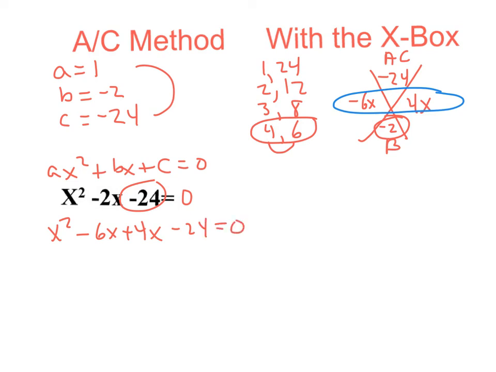Now we're going to factor by grouping. So I have my first group right here. What can I pull out GCF-wise? Correct, they share an x to pull out. If I divide by x, I'm left with x. If I divide the -6x by x, I'm left with a -6.